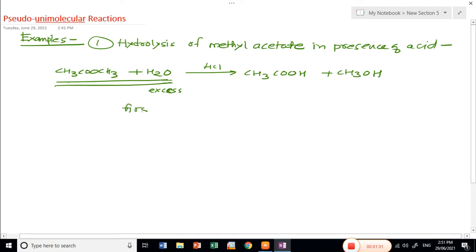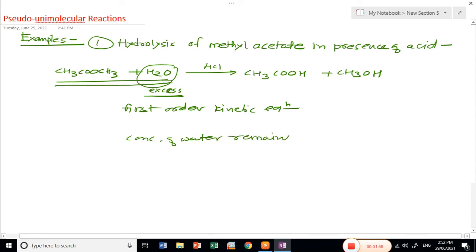If you see this reaction, it seems to be bimolecular because it contains two molecules, but this reaction obeys the first order kinetic equation. Okay, why does this happen? This is due to the fact that the water is present in such a large excess that the concentration of water remains practically constant throughout the experiment.